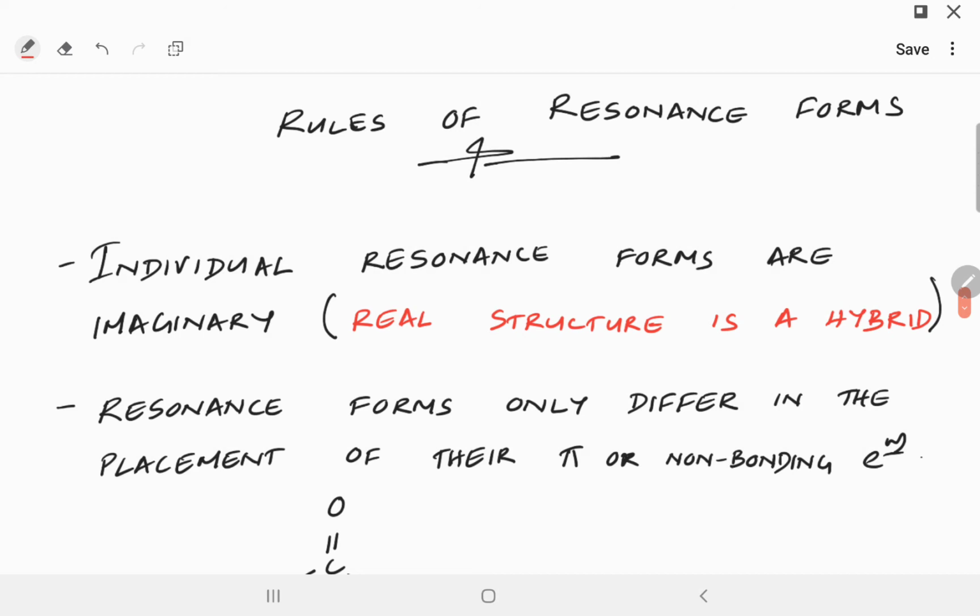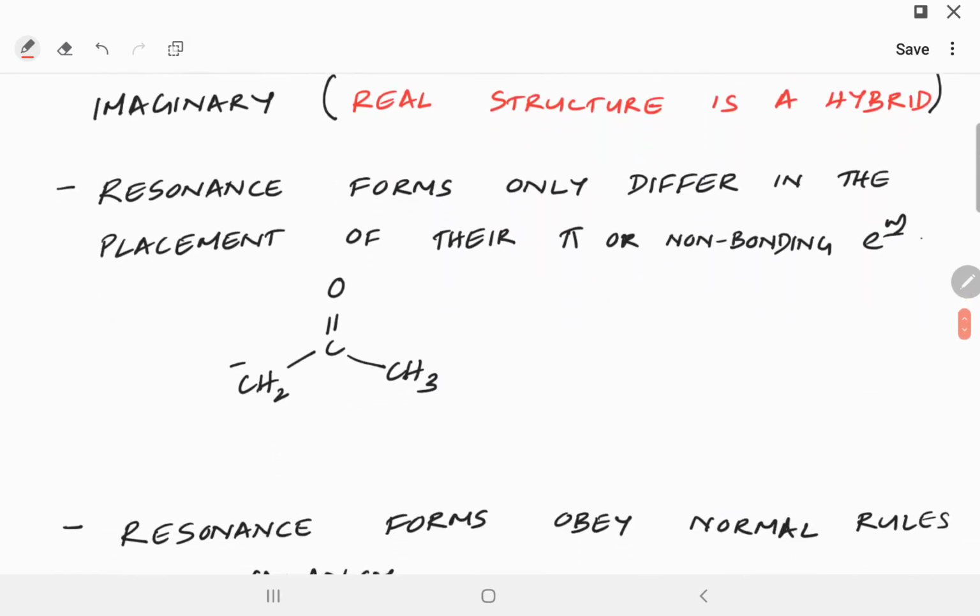Okay, so let's summarize these in a formal manner and let's list them as rules. Okay, let's talk about rules of resonance forms. The first rule that we have learned is that individual resonance forms, or the Lewis structures, are imaginary. The real structure is closer to the resonance hybrid. And resonance forms only differ in the placement of the pi or non-bonding electrons, right? So they only differ in the pi or non-bonding electrons.